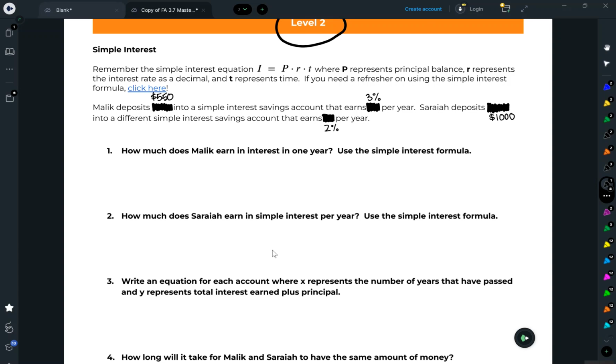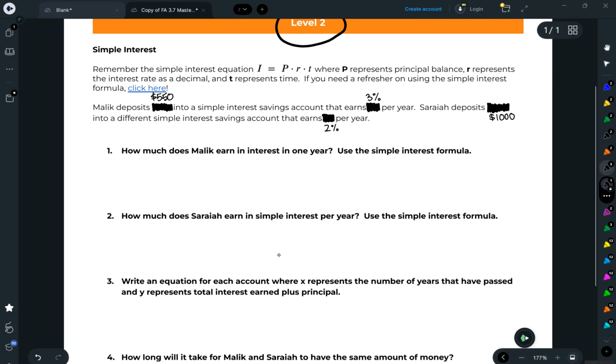Malik deposits $550 into a simple interest savings account that earns 3% per year. Soraya deposits $1,000 into a different simple interest basic account that earns 2% per year. How much does Malik earn in interest in 1 year?